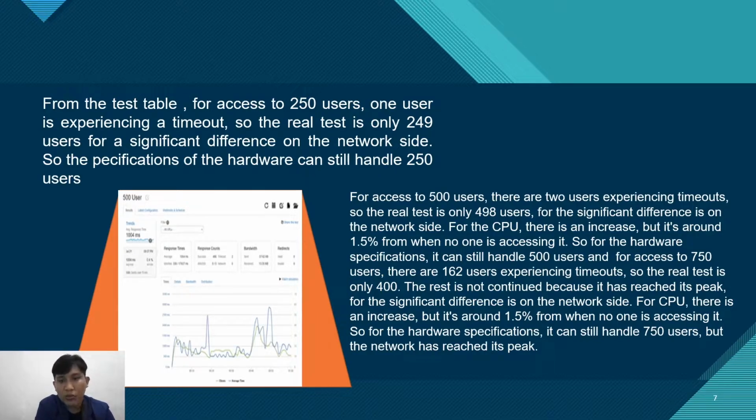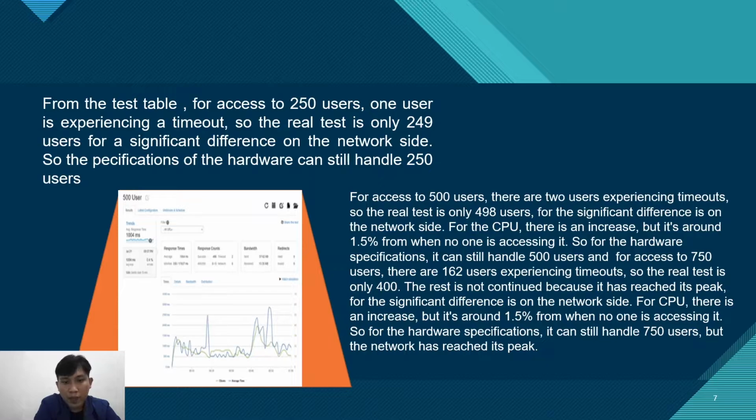For access by 500 users, there are two users experiencing timeouts. So the real test is only 498 users. The significant difference is on the network side. For the CPU, there is an increase, but it's around 1.5% from when no one is accessing it. So the hardware specification can still handle 500 users.